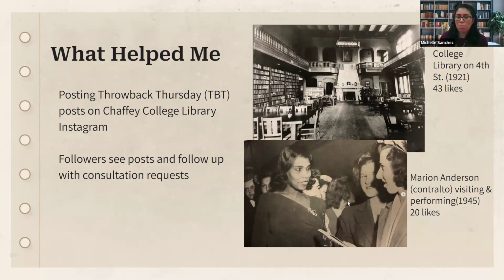And an example I did just last month for Black History Month: what do we have here that reflects Black excellence, all that fun stuff. We actually had Marian Anderson. She was a contralto back in the 40s. She went on to become the first African American singer at the Met in New York. Apparently in 1945, she came down and did a performance and a meet and greet. So I thought, oh, that'd be really cool. And that got 20 likes. It's really great because people see our stuff on our Instagram profile and say, "Oh, I want to get in touch. How can I use archives in my class?" Or even outside community members say, "Oh, maybe they have something related to my family when they went to school at Chaffey back in the day."